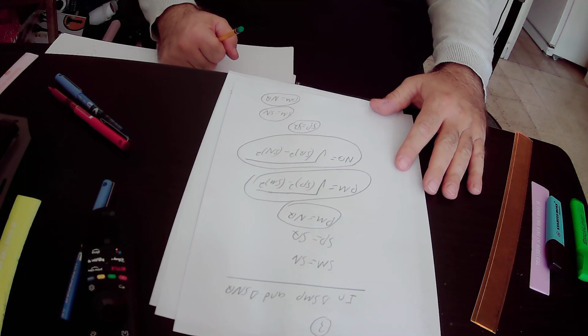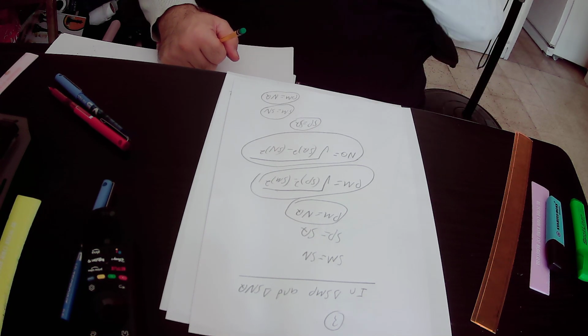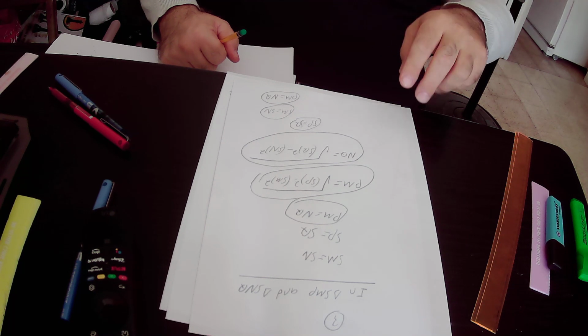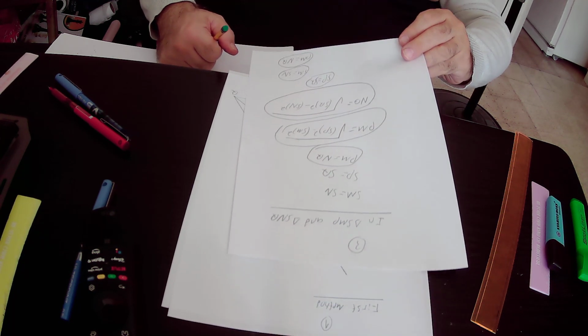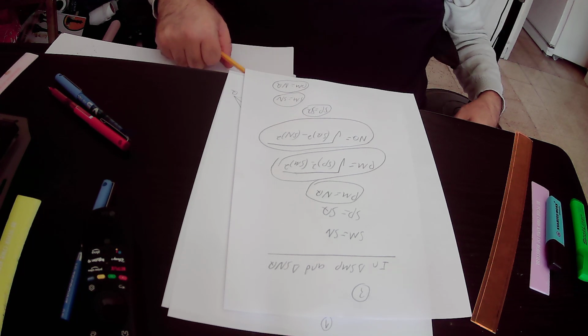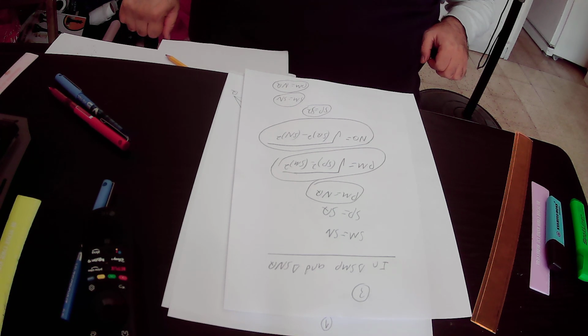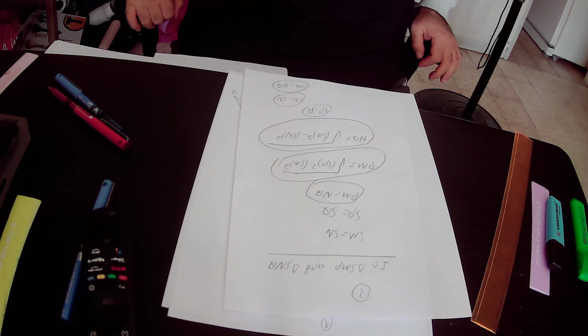So we actually found out that three sides of triangle SMP are equal to three sides of triangle SNQ. Therefore, triangle SMP is congruent to triangle SNQ according to the side rule. So I write it down.